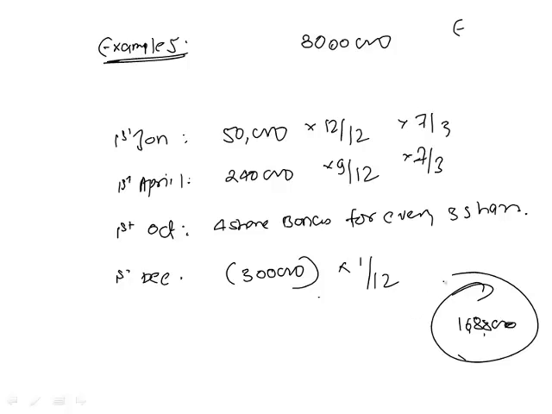Are you getting the same number? I'll show you how to calculate. Let's do it together. 50,000 into 7 divided by 3, STO1. 2,40,000 into 9/12 into 7/3 equal to STO2. 300,000 negative, which means 3 lakhs negative, into 1 divided by 12 equal to STO3, and then RCL 1 plus 2 plus 3.